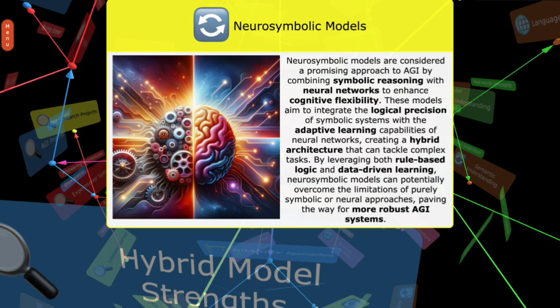Neurosymbolic models are considered a promising approach to AGI by combining symbolic reasoning with neural networks to enhance cognitive flexibility. These models aim to integrate the logical precision of symbolic systems with the adaptive learning capabilities of neural networks, creating a hybrid architecture that can tackle complex tasks. By leveraging both rule-based logic and data-driven learning, neurosymbolic models can potentially overcome the limitations of purely symbolic or neural approaches, paving the way for more robust AGI systems.